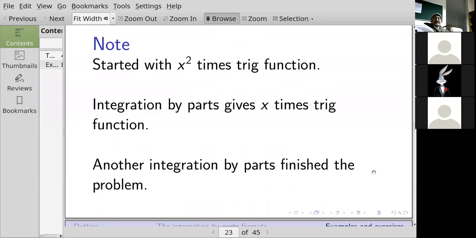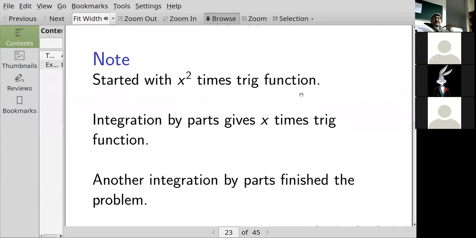Okay, so once again, you started with x squared times a sine, a cos, or an exponential. Integration by parts then gave you x times a sine, a cosine, or an exponential. And then another integration by parts finishes the problem. Are there any questions about that one?